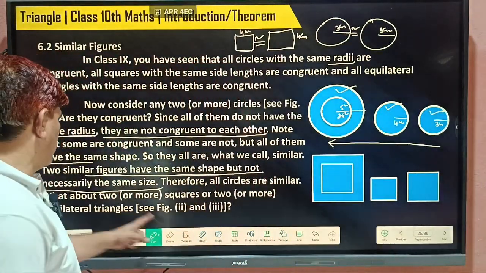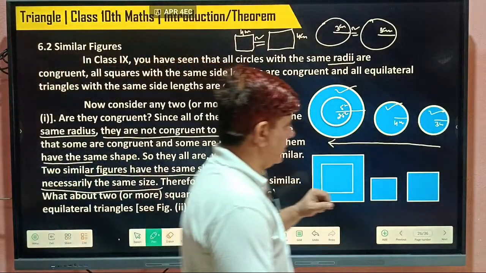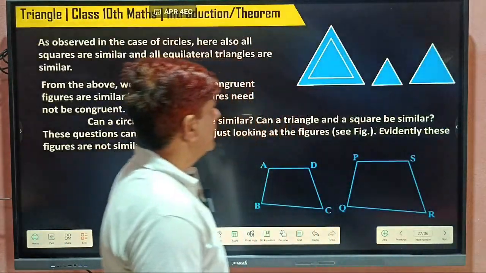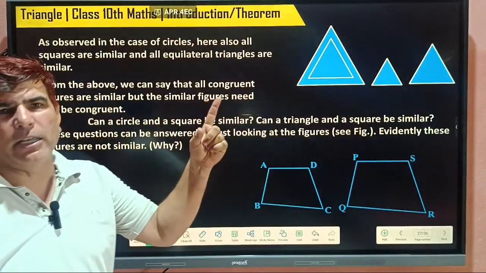For the two squares, I already told you, this figure is given. So I think you understand this. Then the equilateral triangles are given, which I already told you.